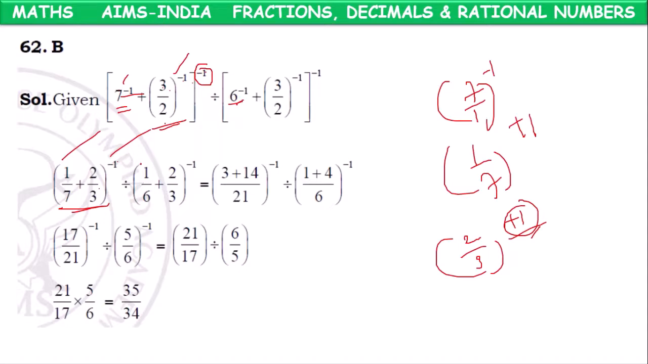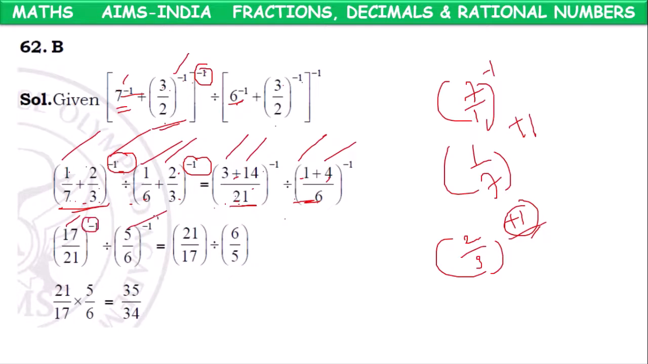This 6 power minus 1 is also 1/6. 3/2 whole power minus 1 is also 2/3. Whole power minus 1 is remaining. Simplification. This one: 7 times 3, LCM 21. 7 times 3 is 21, 3 times 1 is 3. 3 times 7 is 21, 7 times 2 is 14. 6 and 3, LCM 6. 6 times 1 is 6, 1 into 1 is 1. 3 times 2 is 6, 2 into 2 is 4. 3 plus 14 is 17/21. 1 plus 4 is 5/6.